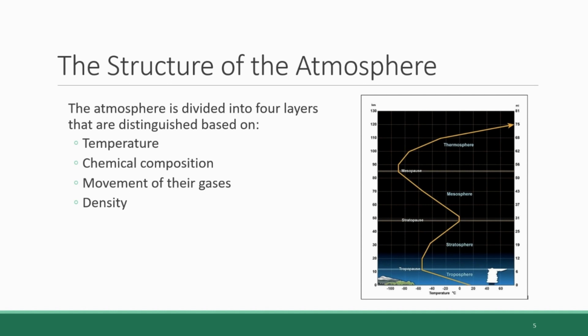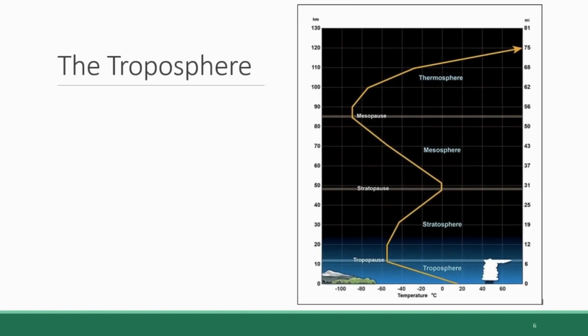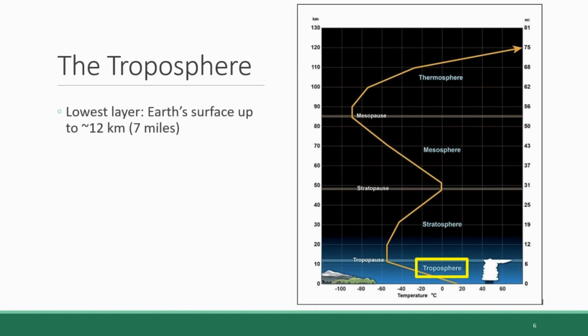So there's a gradient where the layers that are closest to the Earth are more dense because the force of gravity pulls the air downward. The lowermost layer of the atmosphere is called the troposphere, and this layer extends from the surface of the Earth upward about 7 miles, or in other words, 12 kilometers.